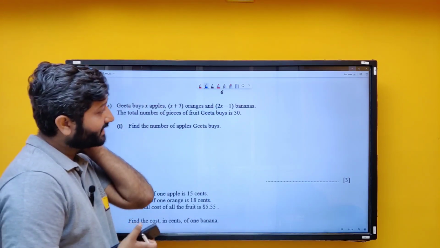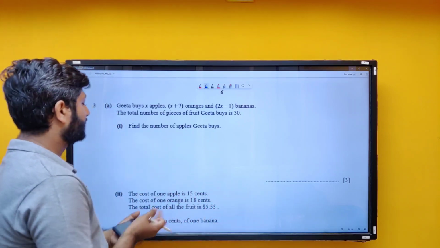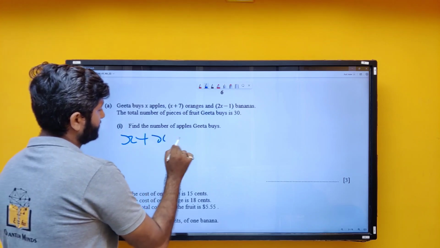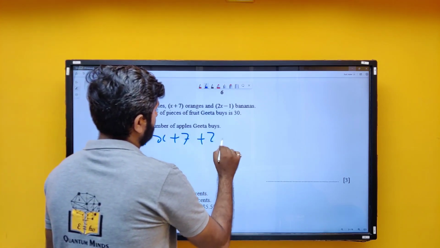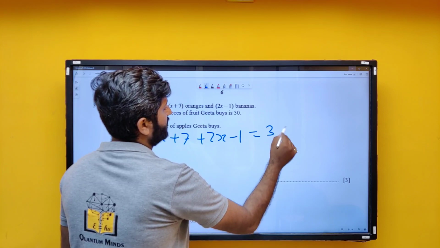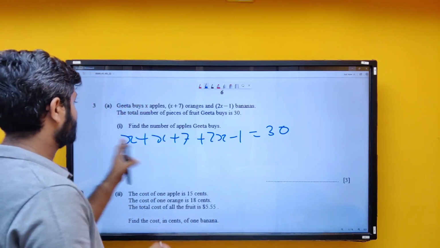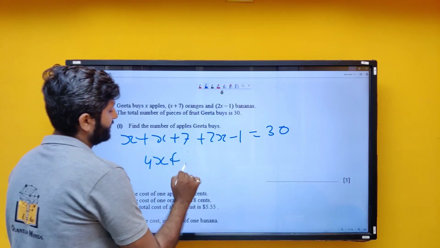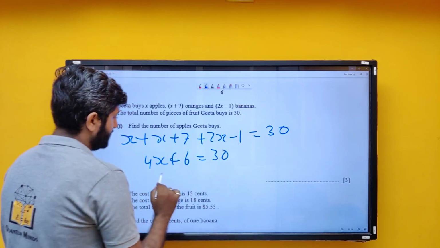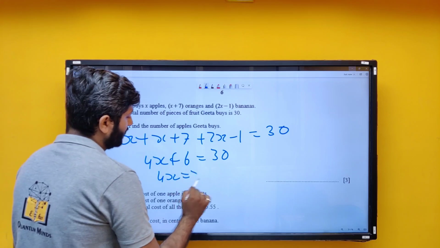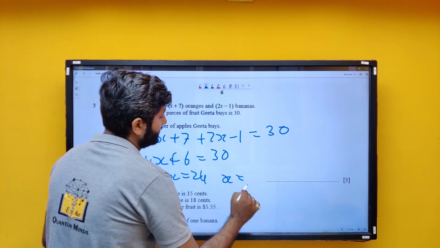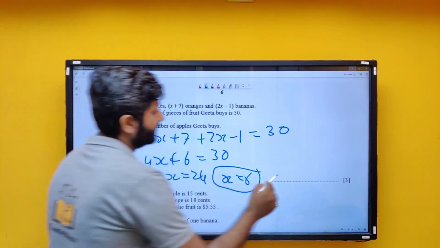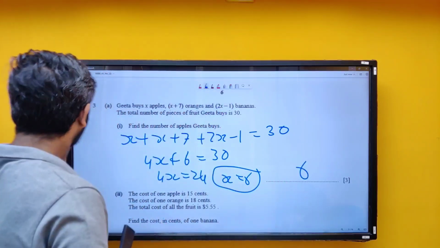The total number of fruit that Geeta buys is 30. Calculate the number of apples. Okay, so x plus 7 plus 2x minus 1 equals 30. So 2x plus x plus x, which is 4x, and 7 minus 1 is 6, equals 30. So I have 4x equals 24. x is 6. So I think x is apples. So she buys 6 apples.